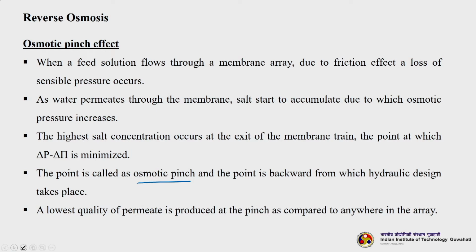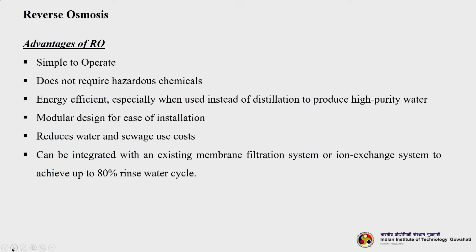So, let us understand what are the advantages of RO. As you know, RO systems are a little simpler to operate compared to other membrane processes. They do not require hazardous chemicals. They are energy efficient, especially when used instead of distillation to produce high purity water. Modular design allows ease of installation, reduces water and sewage use costs, and can be integrated with an existing membrane filtration system or ion exchange system to achieve up to an 80% range water cycle.